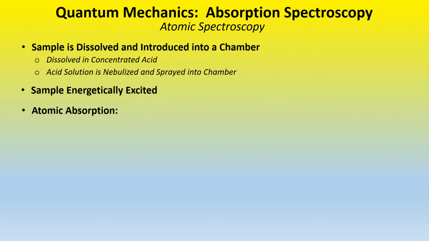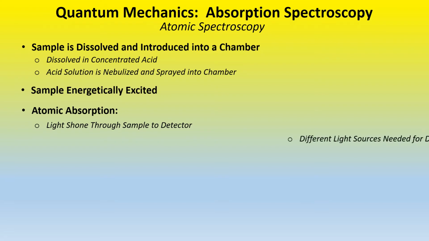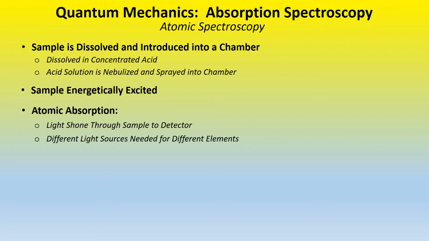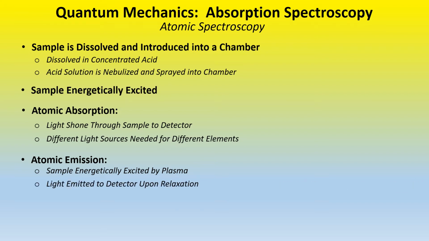In atomic absorption, light is shone through the sample to a detector. Different light sources are therefore needed for different elements. In atomic emission, the sample is energetically excited by a plasma. Light is emitted to a detector upon relaxation. Atomic emission is able to detect multiple elements simultaneously.